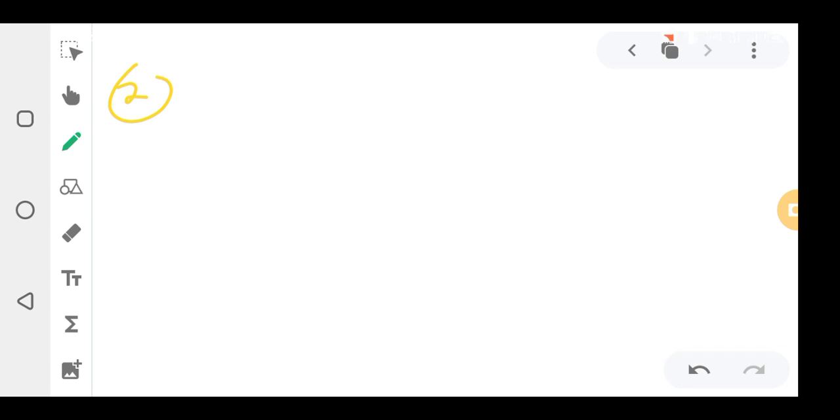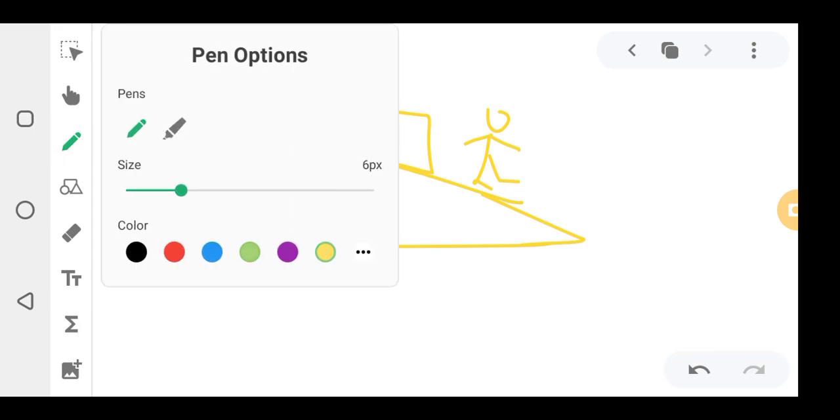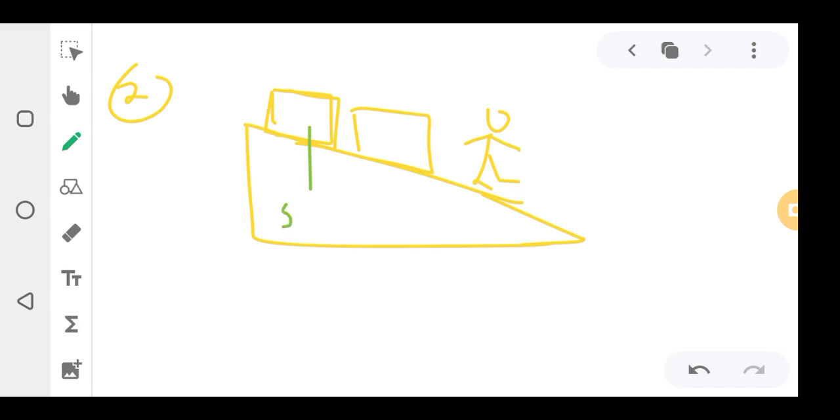Question two. This is an inclined plane, and this is a person pushing this box. It's pushing two boxes, actually, not one, but it's more interesting. This box is 50 newtons. This box is weighing 150 newtons. This is the weight of those boxes. But it's pushing them in this direction, using an effort of 100 newtons to push these things. Calculate the mechanical advantage.